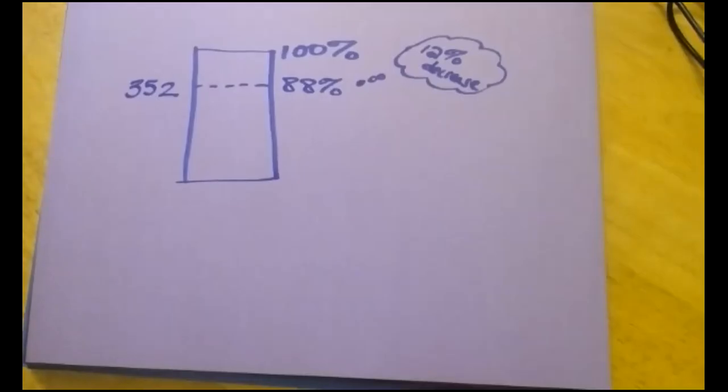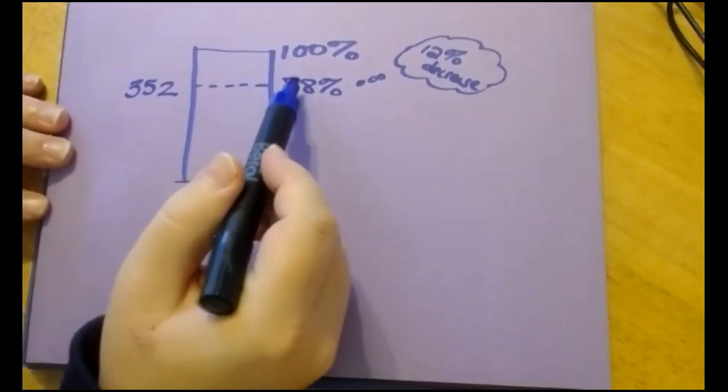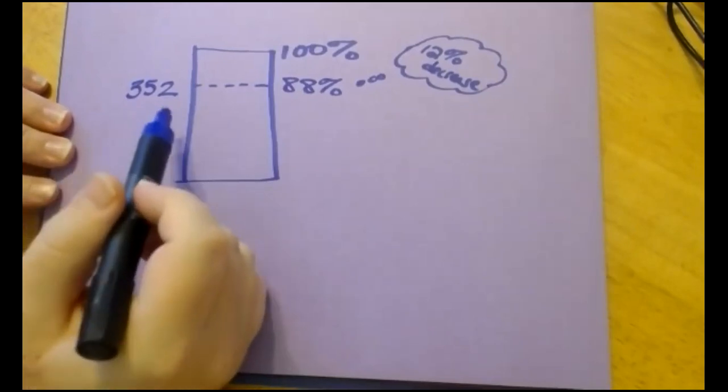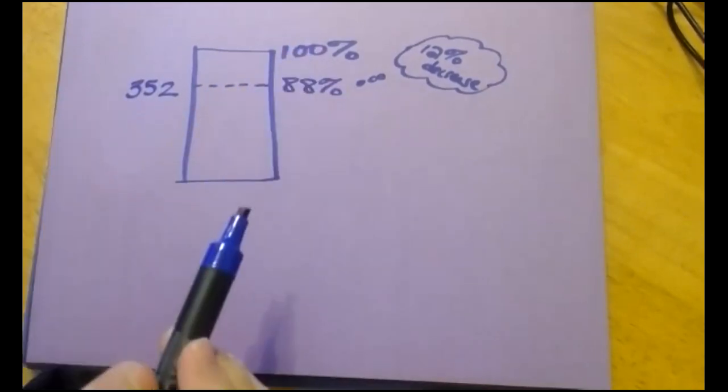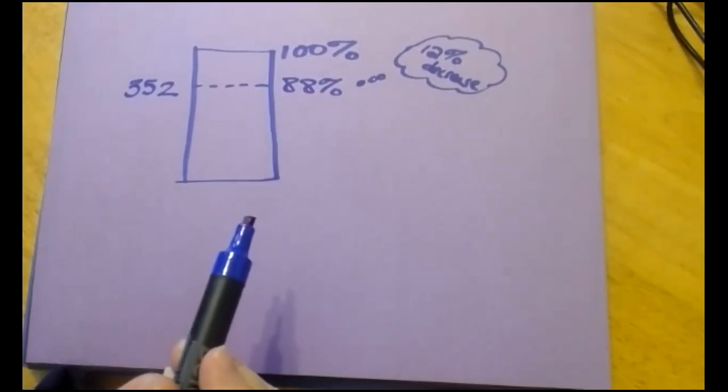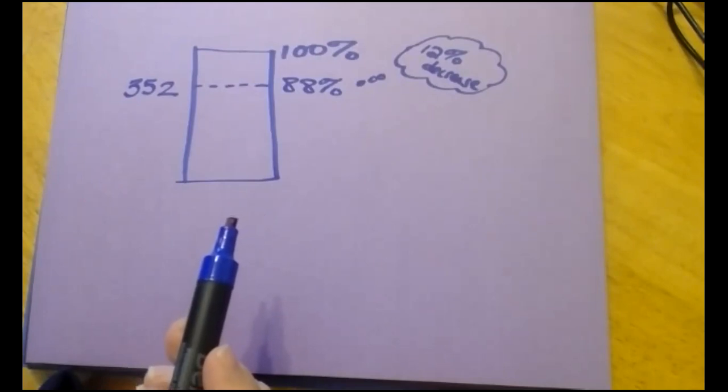Okay. So if we're going to try to figure this one out, we're trying to go from 88% up to 100%, and we're trying to go from 352 up to 100. Now, how can we go from 88% up to 100? What can we do? How can we go from one to the next? You have to think about it. You have to try to find a way to get there with it, and it's a little tricky.